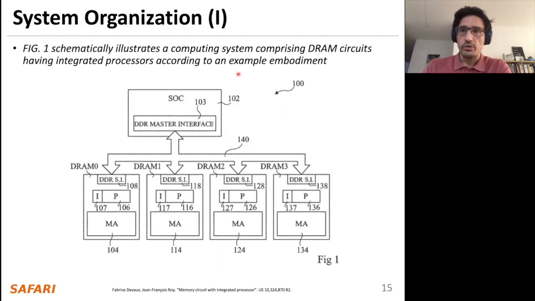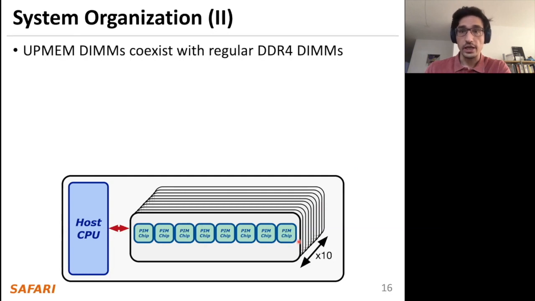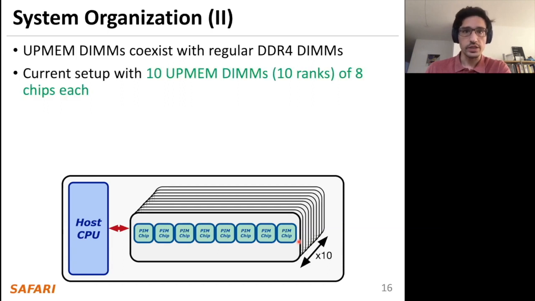If we take a look at the system organization, how are the different components organized and connected? We have in our system an SoC, and then we have multiple DRAM chips. Within these DRAM chips, we have the memory arrays, and then we also have the processors. This is from the patent, and this is the system that we have access to and we are working with. It's a system with a host CPU, an Intel x86 processor, which is connected to 10 of these UPMEM DIMMs, each of them containing 8 PIM chips. As I said, there is also conventional DRAM in the system as well.